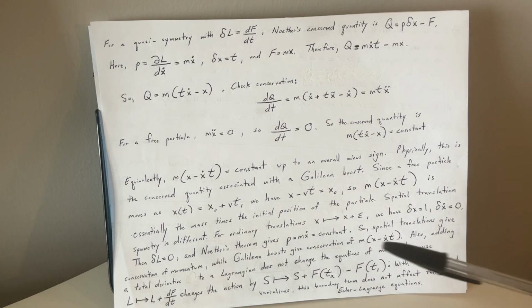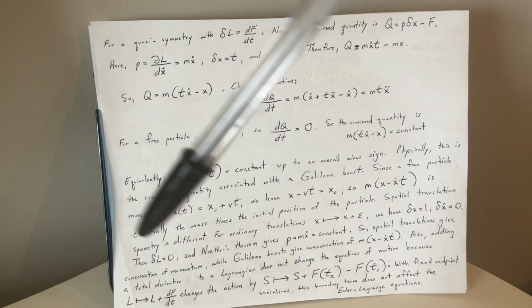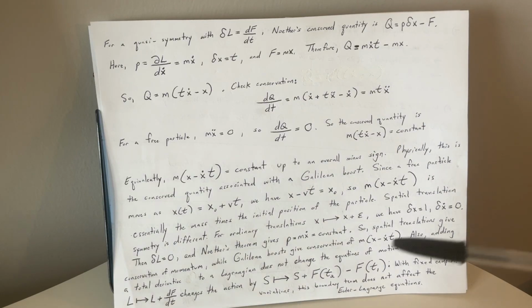For ordinary translations, x maps to x plus epsilon, and we have delta x equals 1, delta x dot equals 0. So delta L equals 0, and Noether's theorem gives P equals m x dot, that is a constant. So spatial translations give conservation of momentum, while Galilean boosts give conservation of m times the quantity x minus x dot t.